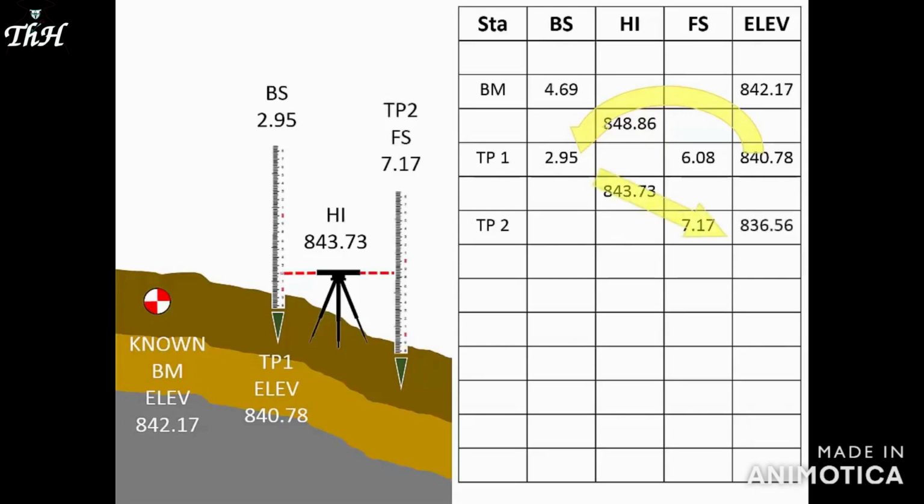Have you seen a pattern in the field notes so far? The readings and the math follow a repeating sequence back and forth down the page. Plus, the location of any number within the grid identifies that number. For instance, we know that this reading was a backsite on turning point 1. Why? Because it is in the backsite column on the turning point 1 row. This HI corresponds to the setup between the benchmark and turning point 1.